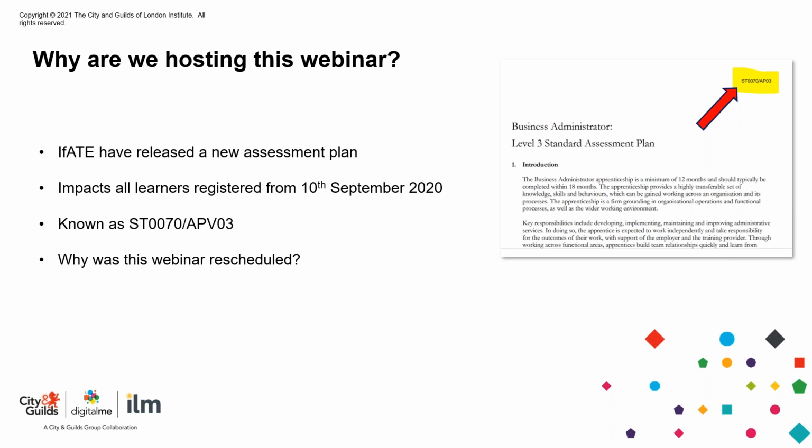So the question is, who does this assessment plan impact? Well, AP03 should be followed by all learners who are registered from the 10th of September 2020 onwards. We refer to learners who registered from the 10th of September with regard to their ILR start date, not necessarily when you registered the learner with City & Guilds. So just to confirm, this does not affect learners registered prior to the 10th of September. It only impacts learners who have an ILR start date of the 10th of September onwards.